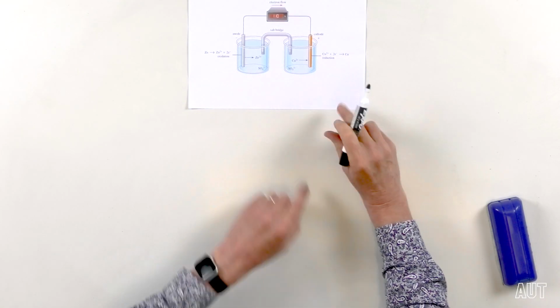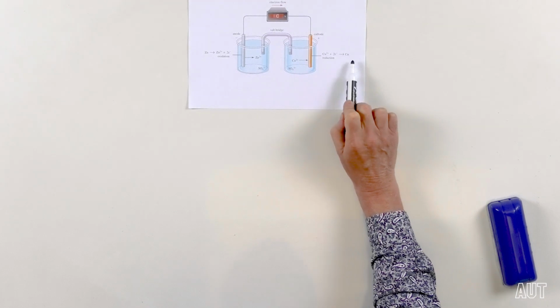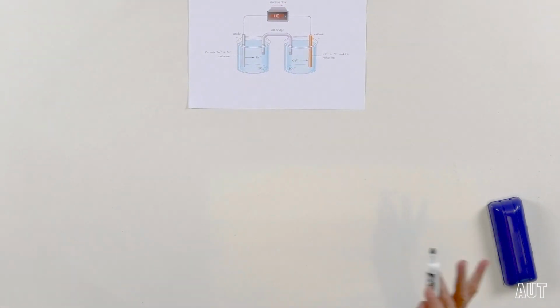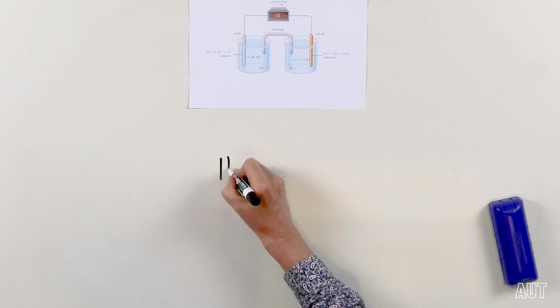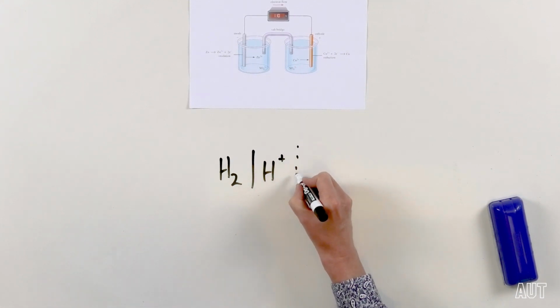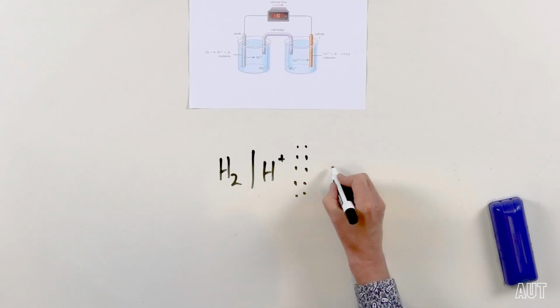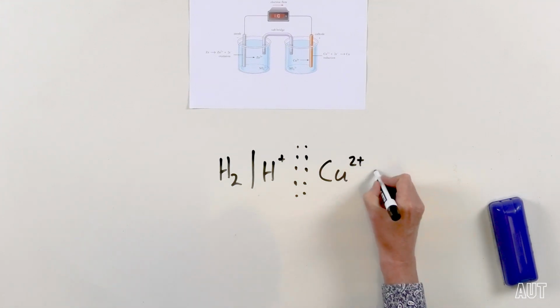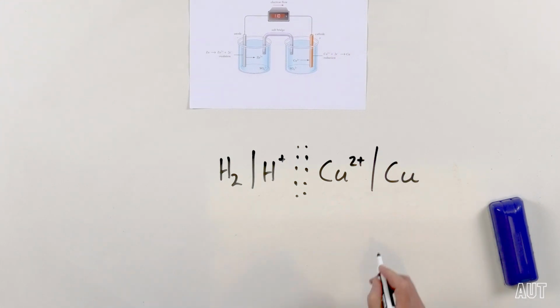Here's your copper 2+ reduction: Cu2+ plus 2 electrons giving copper. How do we find E naught for that? Okay, so the way that you do it is you set up an electrochemical cell, and you set up an electrochemical cell like this. So H2, H plus, salt bridge there, copper 2+, Cu.